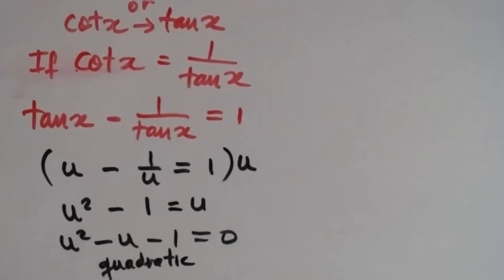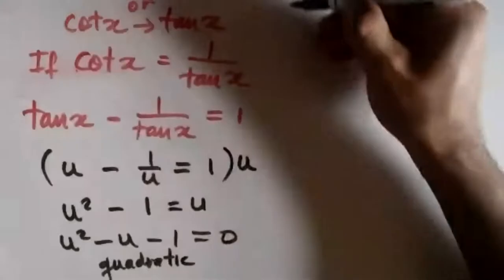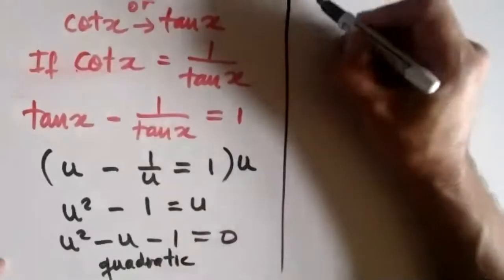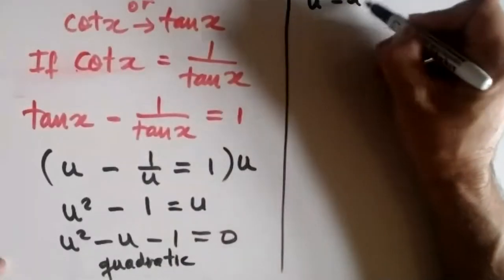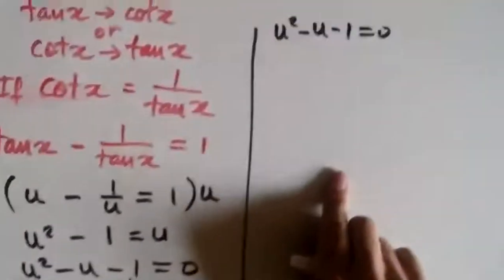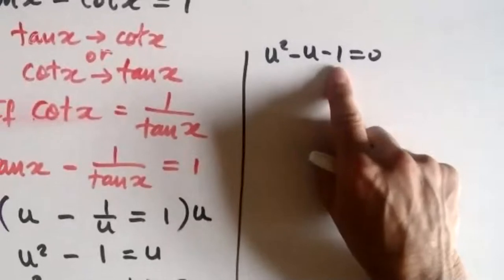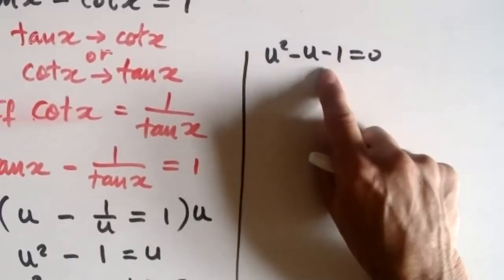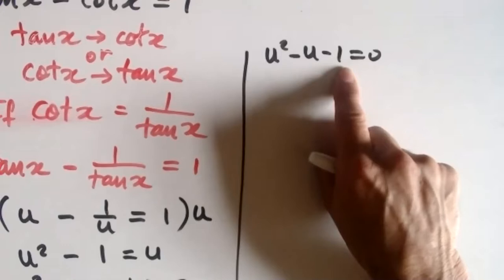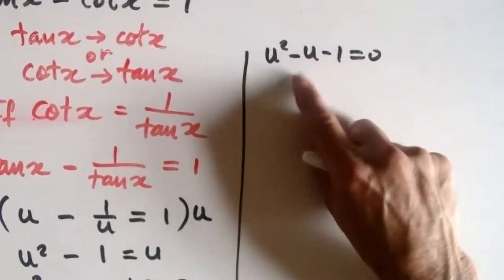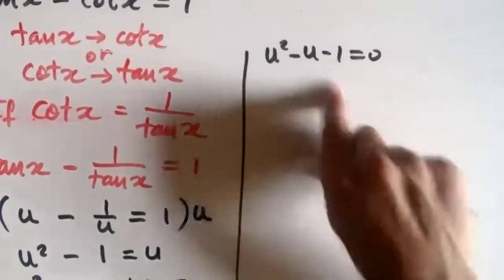u squared minus u, can we factor this thing? Or do we have to use the quadratic formula? What do you think? Well, let's see. It says u squared minus u minus 1 equals 0. If you look for two numbers that multiply to give -1, the only options are +1 and -1. But if you add +1 and -1, you don't get -1. So this has to be the quadratic formula.